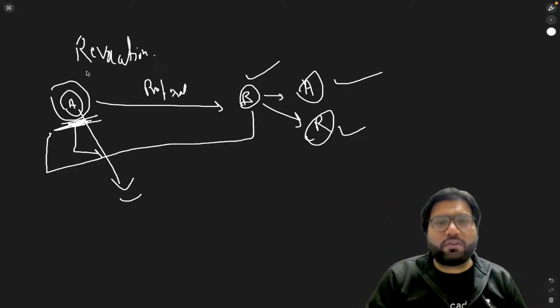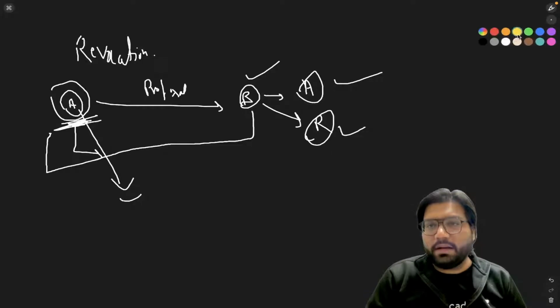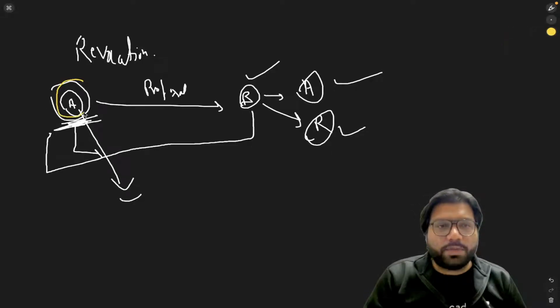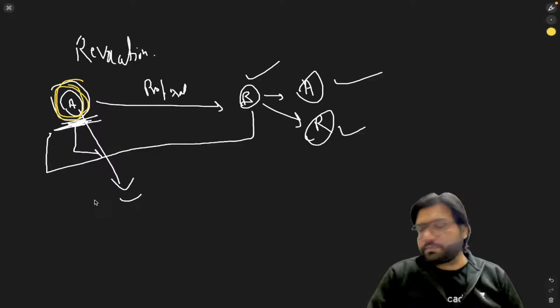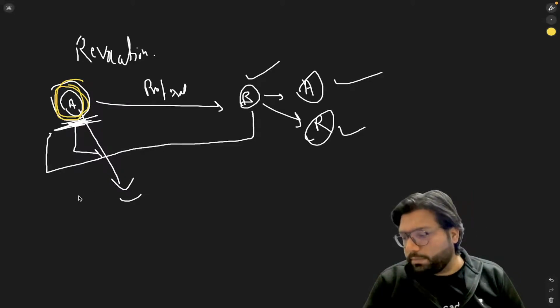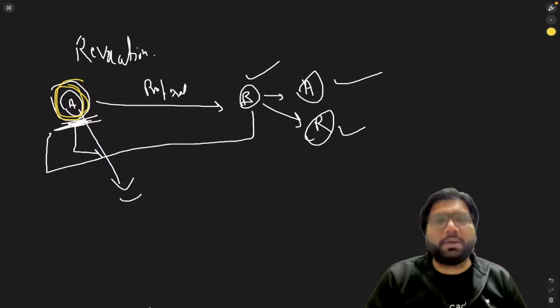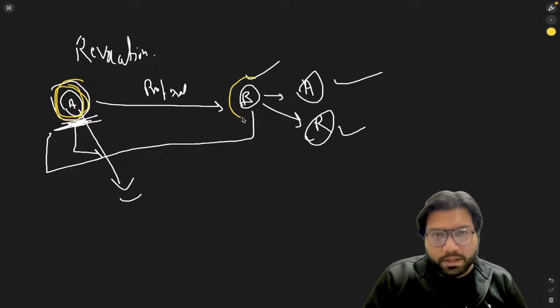This is the first part of revocation. I have explained in the context of Mr. A, the proposer. Now I'm telling you the story from Mr. B.